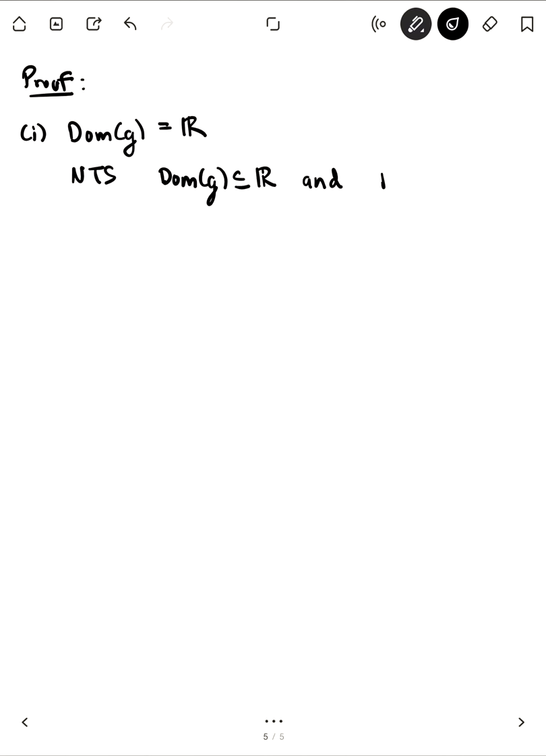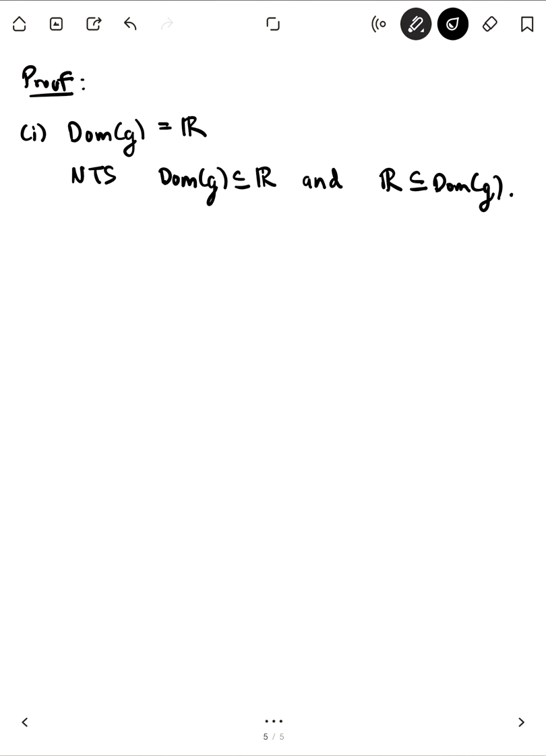So proof. First, we're going to show that the domain of g equals R. Now these are sets, and so we know how to prove sets are equal to each other. We have to show that they're subsets of each other. So we need to show the domain of g is a subset of R, and R, or the real numbers, is a subset of the domain of g.